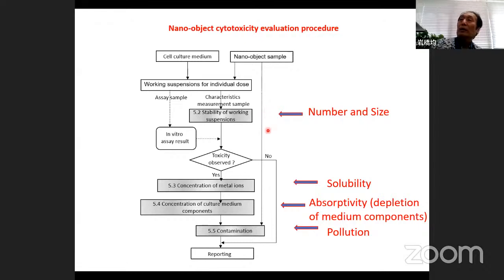So anyway, if you want to evaluate nanoobject toxicity, you have to measure or confirm the stability of working suspensions. And you may do in vitro assays during that period. And if you can see toxicity, you have to measure the concentration of metal ions or the concentration of culture medium components. And you have to check contamination.